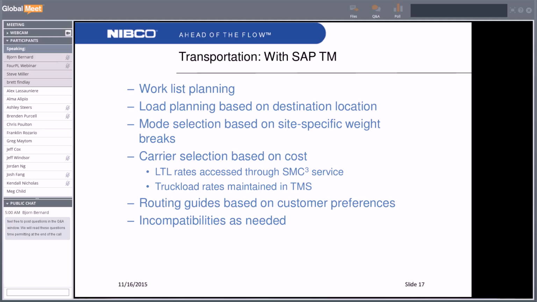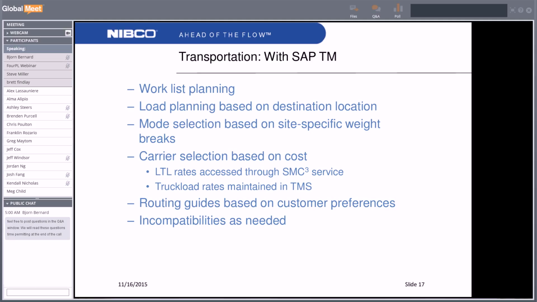So it's no longer necessary for a planner to remember what customers have specific carrier requirements and then review a list of carriers to determine which partner to use. More importantly, TM helps avoid instances where the wrong partner is selected even though the customer has communicated their preferences to us. And finally, there are incompatibilities that are maintained in the system.